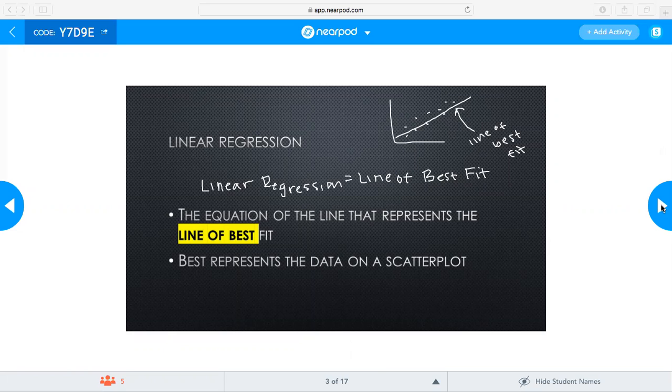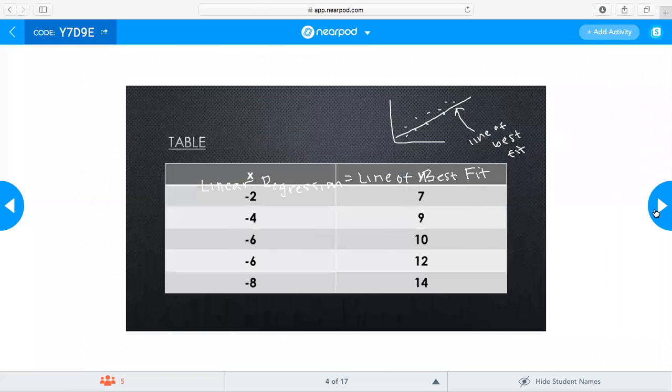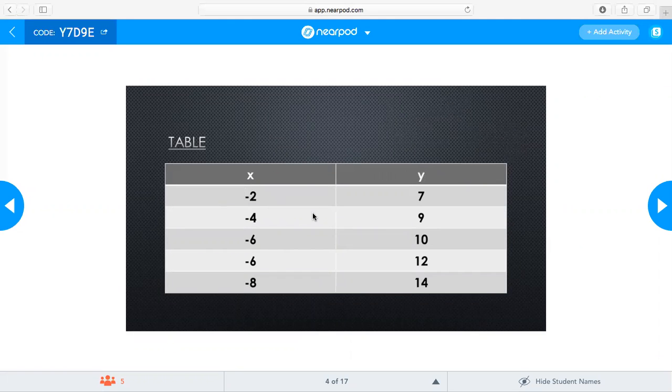So I'm going to show y'all, I think it's a table first. So we're going to use this table, and we want to find the equation for this table. So we're going to have to use Desmos. And don't worry, you don't have to go to Desmos. I'm going to pull it up here on Nearpod. We're going to put this table into Desmos and let it give us the line that best fits the data.